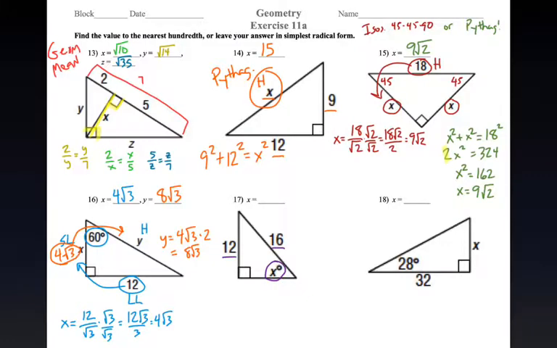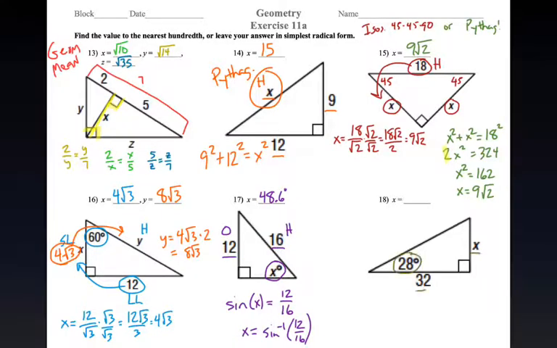Number 17, we're given two sides, but our variable is an angle this time. When we're dealing with two sides and one angle, that's sine, cosine, tangent. So, SOH CAH TOA. 12 is the opposite, 16 is the hypotenuse. That's the sine ratio. The sine of x equals 12 over 16 is the equation you should write. When we're solving for the angle, this is where we use the arc sine of 12 over 16. Remember, this says the angle whose sine is 12 over 16, whose ratio of sine is 12 over 16, is what that means.